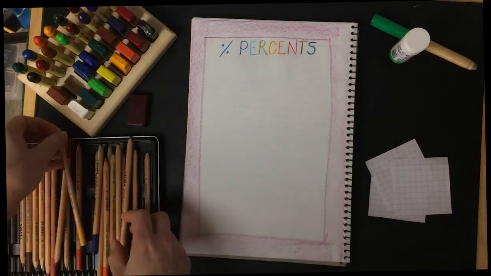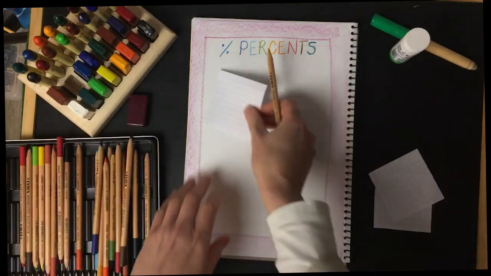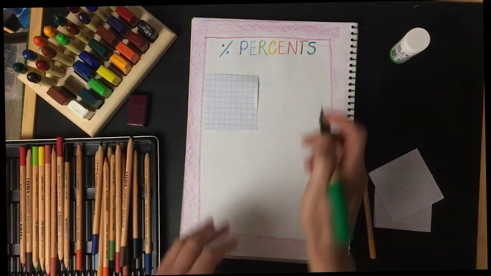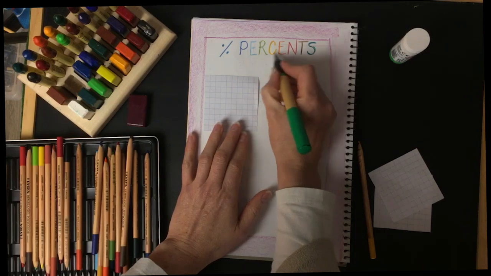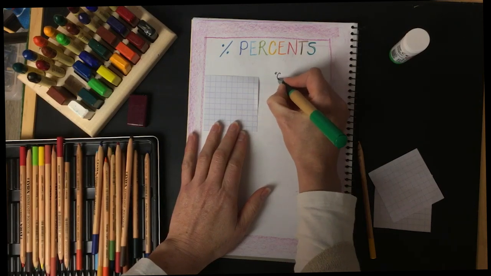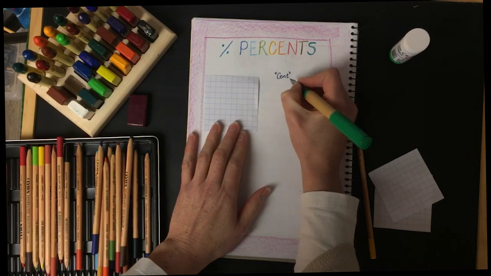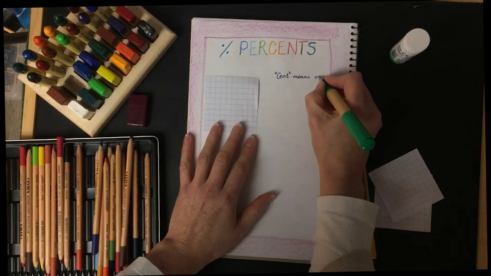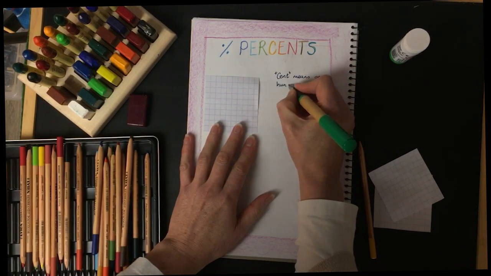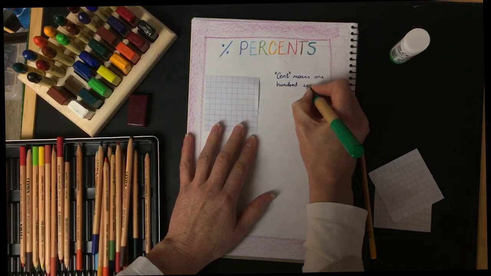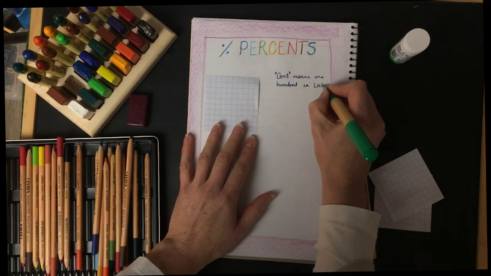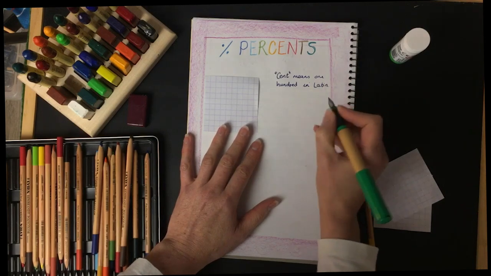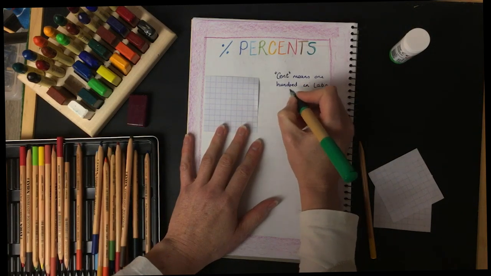Okay, so the first thing I'm going to do is just write something on the side here. If you didn't know already, which I think you might have known, the word cent that comes in percent, C-E-N-T, actually means 100 in Latin. So a percent is one part of 100.